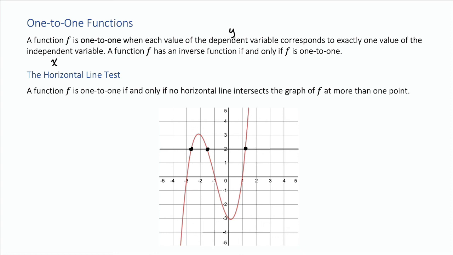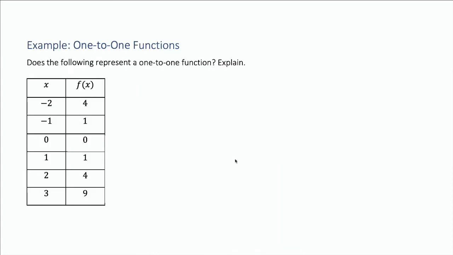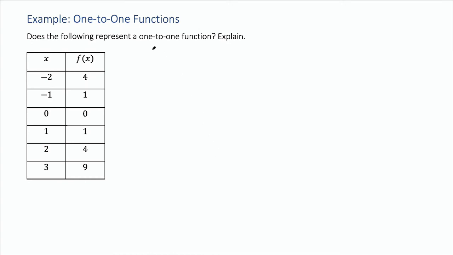Another way that you can check is just in a table. If you have a table of values for a function, to check to see if it's one-to-one, you need to check to see if you have any output that shows up more than once. If you do, the inputs cannot be different for a one-to-one function. Well, here notice that we've got the output of 4 in two different places, and the inputs are different. Same thing for the output of 1. The inputs are different. This is not a one-to-one function.